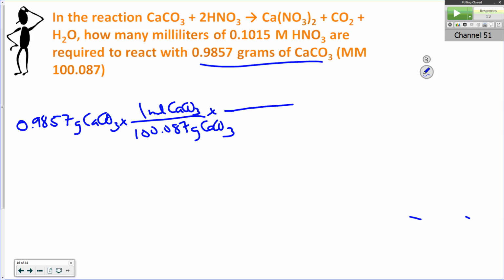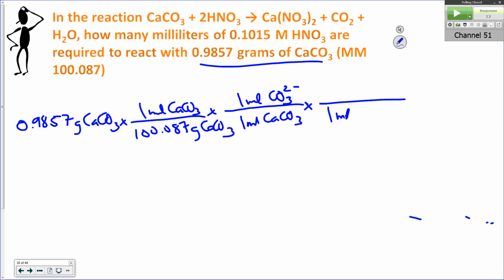All right. This step in the middle is kind of up to you. 1 mole of calcium carbonate has 1 mole of carbonate. If you want to leave that out and do direct, that's fine. If you're uncertain, put it in there to show it. Then you have that 1 mole of carbonate reacts with 2 moles of H+. That's coming from the nitric acid.